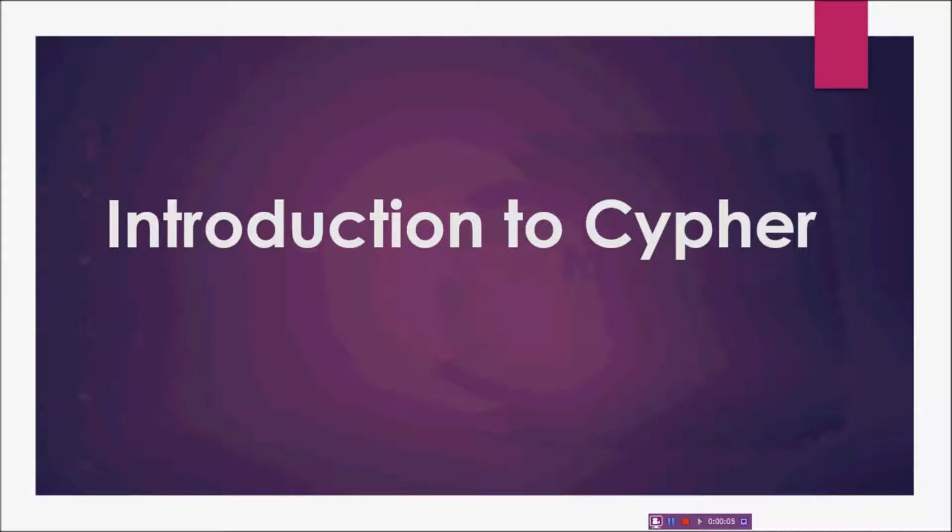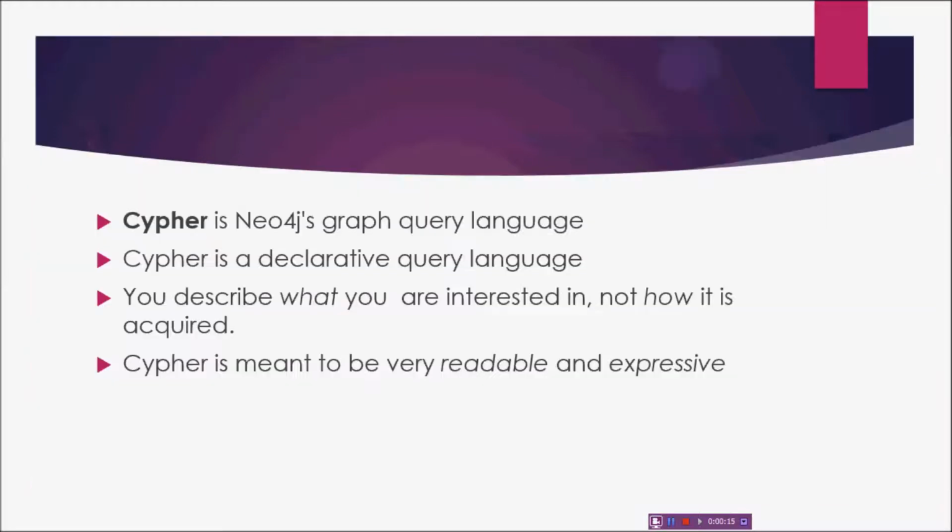Introduction to Cypher. Cypher is a query language which we use in Neo4j. It accesses the query and retrieves. Cypher is a Neo4j graph query language. Cypher is the query language for Neo4j. Cypher is a declarative query language. Declarative means whenever you declare, whenever you add nodes, so Cypher is flexible.